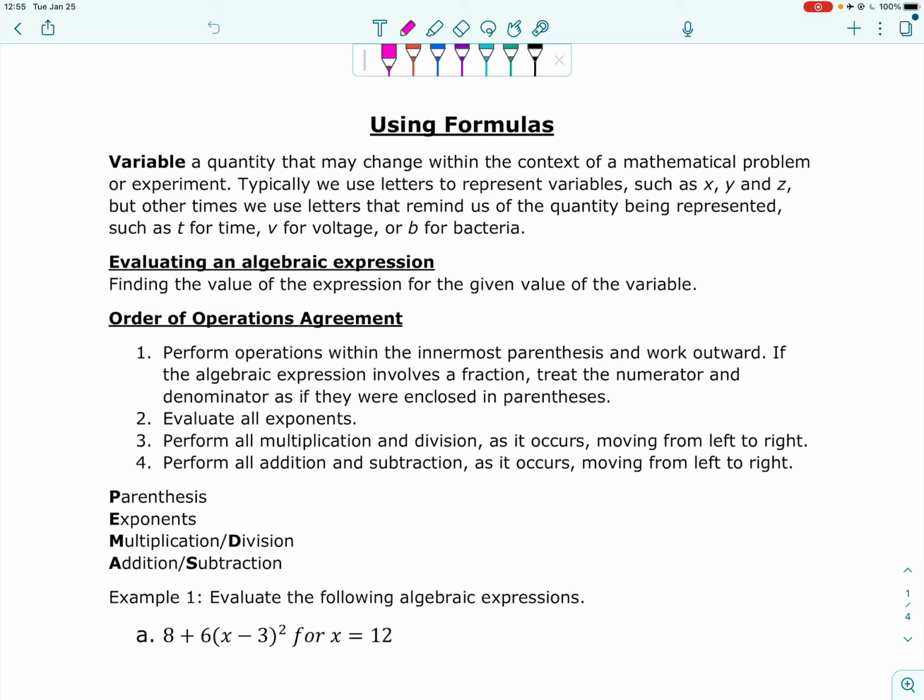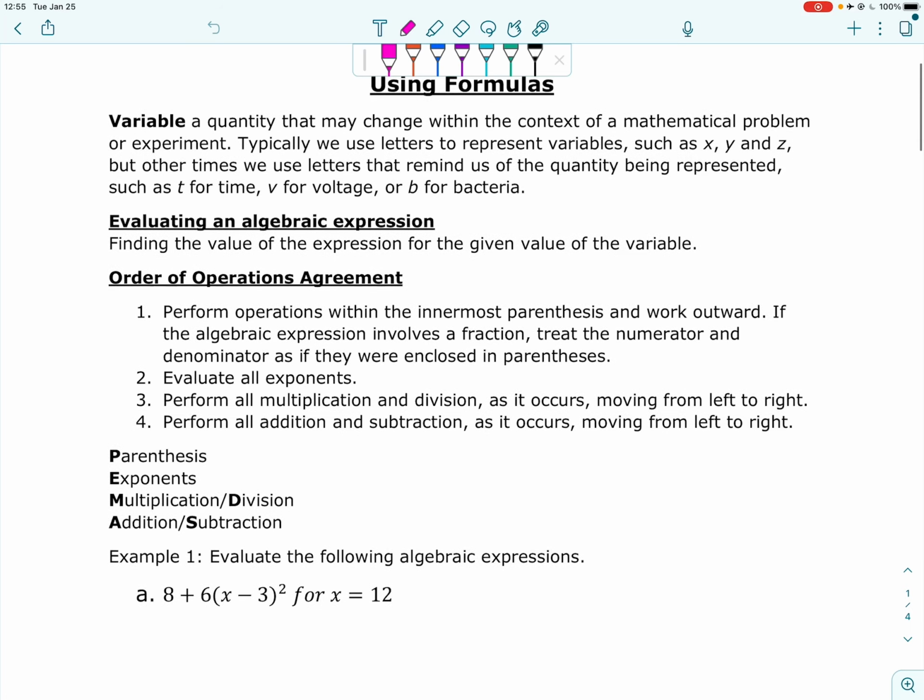Evaluating an algebraic expression is where we find the value of the expression for the given value of the variable. So we might have something that says x equals 5. What does this expression equal? You're just going to replace the x with that number, and you're going to perform the operations to find the value. So a reminder of our order of operations.